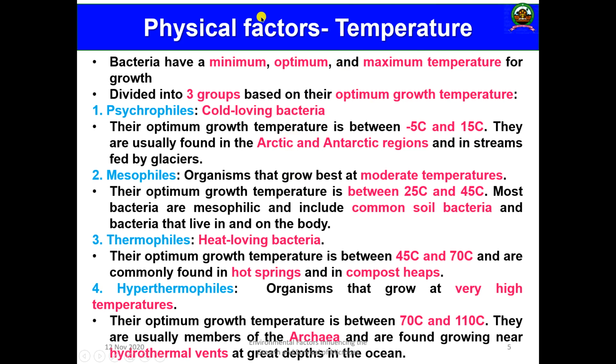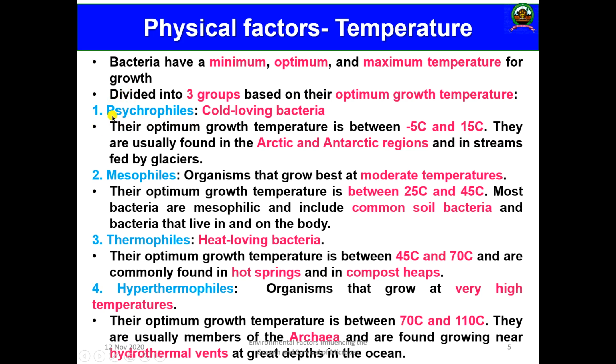Temperature. So bacteria have a minimum, optimum, and maximum temperature for their growth. There should be an ideal, a minimum, and a maximum. And depending on the temperature range, bacteria or microorganisms are commonly classified into three groups, or in some textbooks it is mentioned as four groups. So three main groups are there. Based on which factor? Based on the optimum growth temperature.